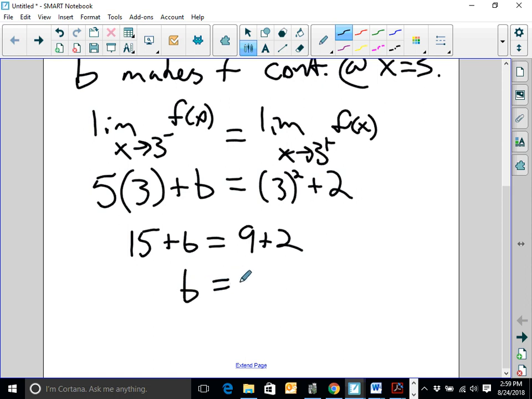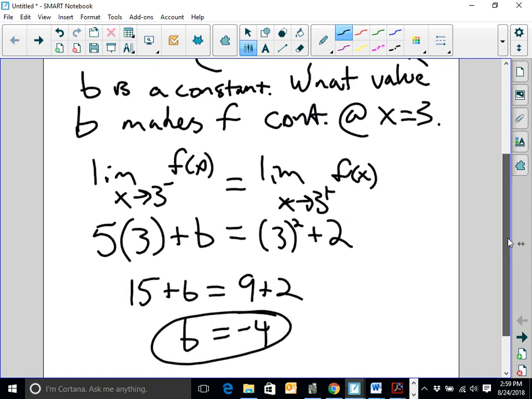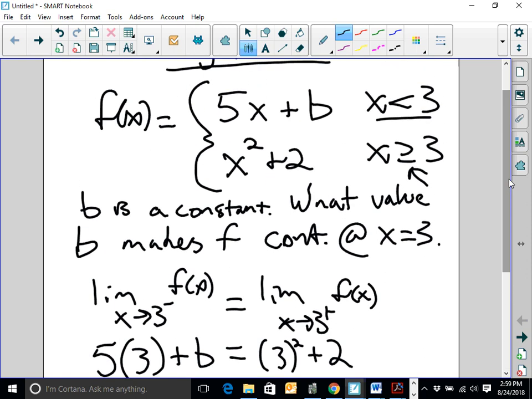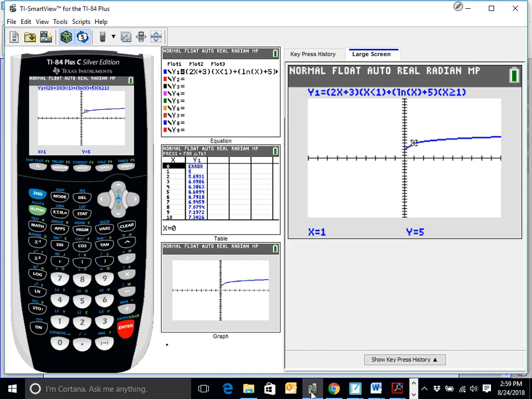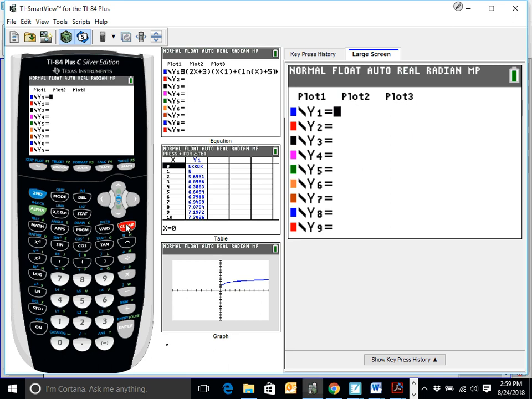That means if b equals -4, that turns our top function into 5x minus 4. And 5x minus 4 and x squared plus 2 in a piecewise function with 3 as our split will give us a nice continuous function. One thing I want to show you quickly on the calculator is how we graph piecewise functions. I knew about this a while ago, but I had to look up on somebody else's video how to do this. Okay, but we can graph this piecewise function now with our answer to see if this thing is actually continuous.